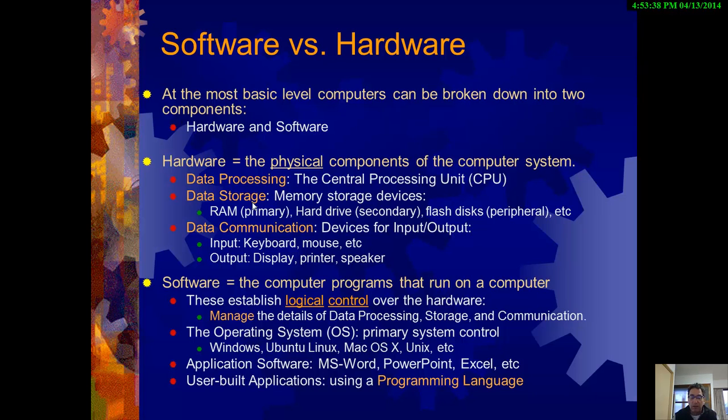Okay, so that's the hardware, and then we have the software, and that's the computer programs that run on a computer. And here it says these establish logical control over the hardware. So not really clear what logical control means, but they kind of control the hardware. And so part of the function of software is to control all the different parts of the computer. For example, things have to be sent to the monitor. It has to take the input from the keyboard and the mouse and handle it and do things like that.